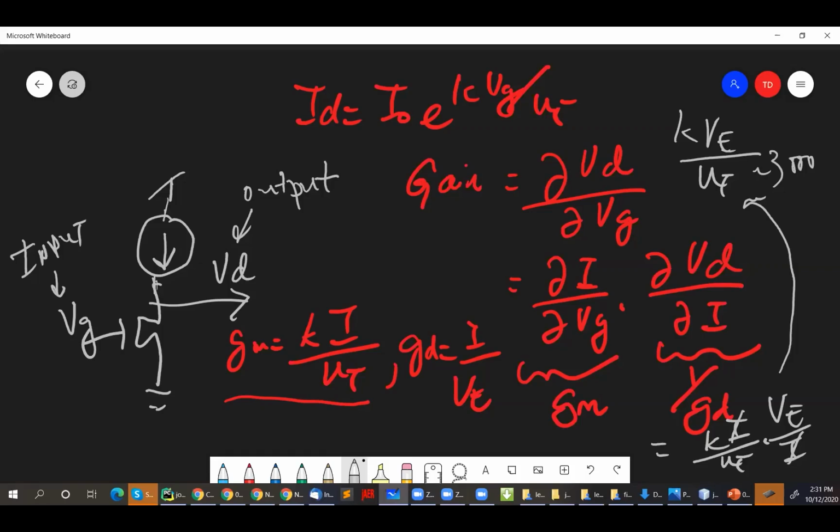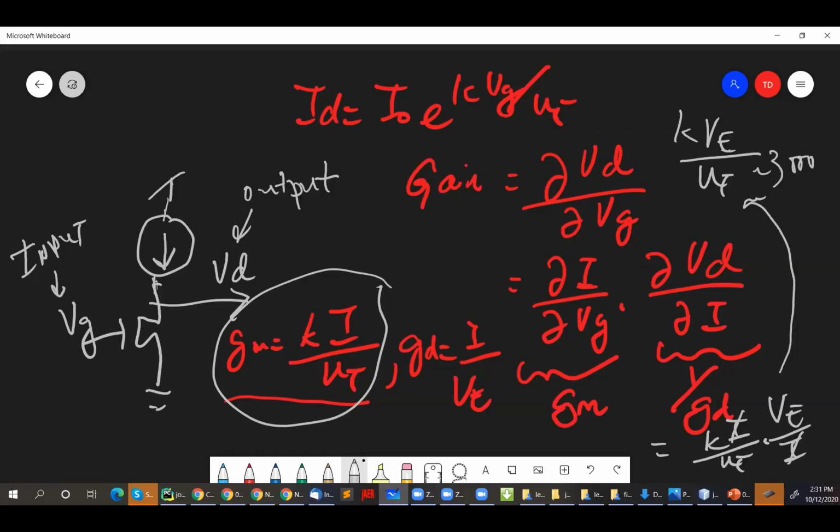So the expression of GM equal to kappa I over UT, does it work in general or just for the subthreshold? Only for subthreshold. Okay, perfect. I think you have to derive it in the lab for above threshold this week. Yeah, that's probably because it's going to be much uglier.